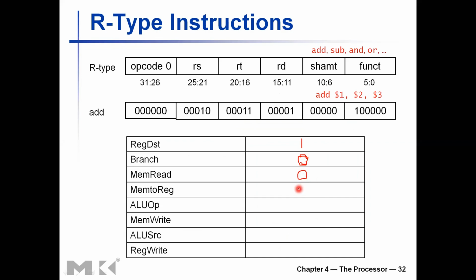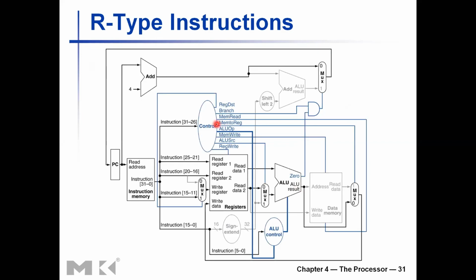Right. Then mem to reg control signal. What does that do? That controls this multiplexer. If the value of the mem to reg signal is 1, we will take the output of the data memory and send it to the register file. That is, if we are reading from the memory. Since our R-type instruction does not read from the memory, we need to send a 0 value on this mem to reg signal to take the output of the ALU and send it to the register file to be written.